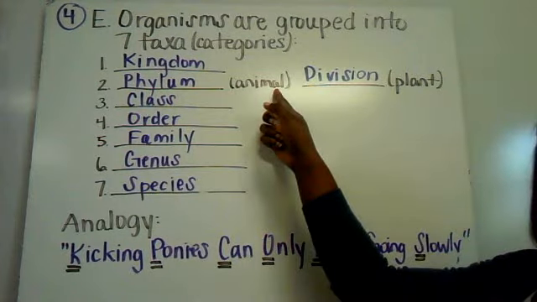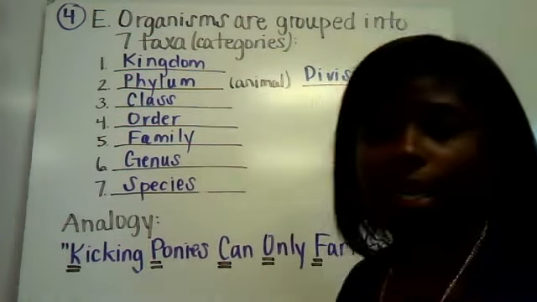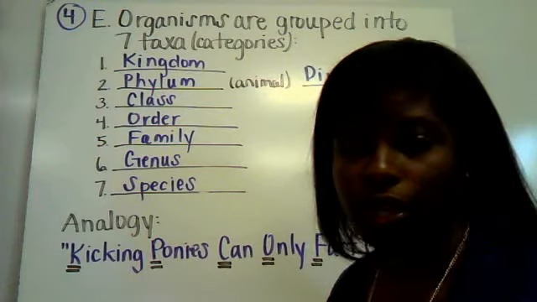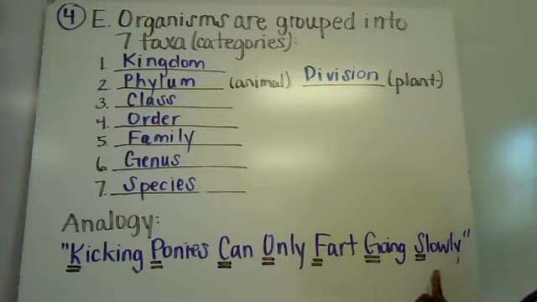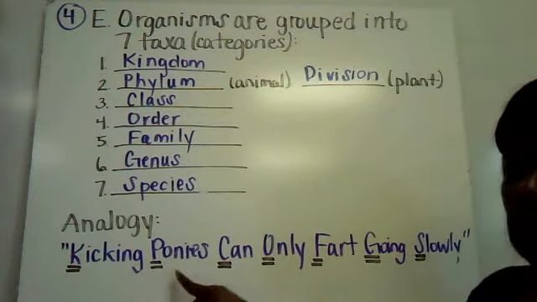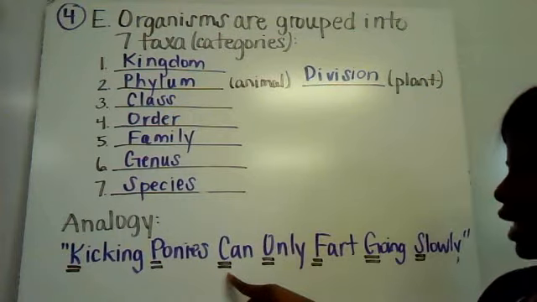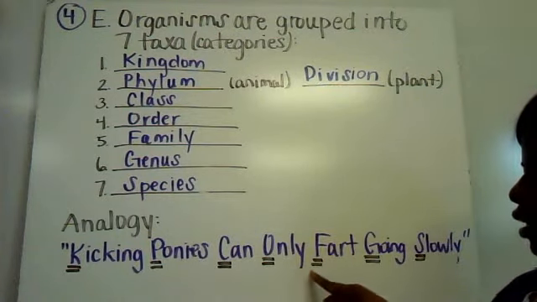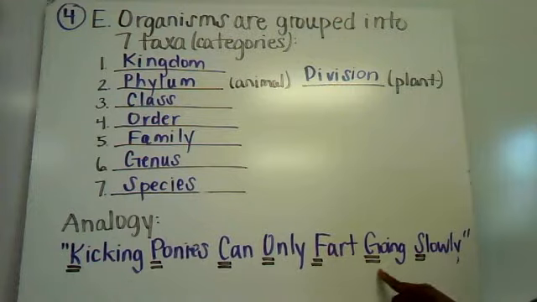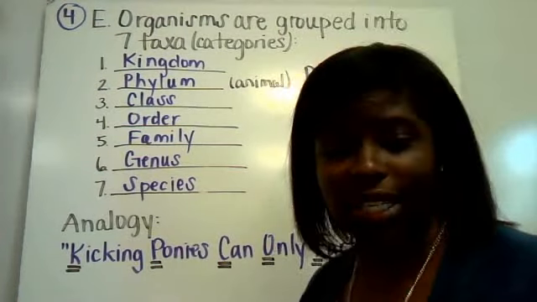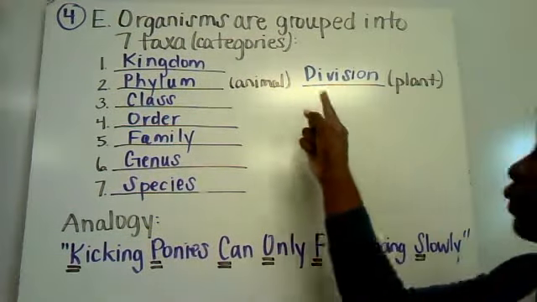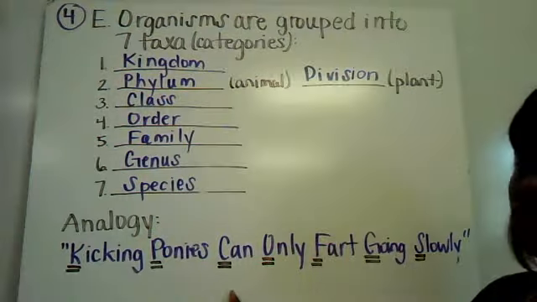So remember, we're going to use the phylum because a human is a type of animal if you go back to your cells. So an analogy that you can use to help you remember this better in the future is: kicking ponies can only fart going slowly. So kingdom is the kicking, phylum is the ponies, class is can, order is only, family fart, going is your genus, and slowly is your species. So I challenge you, if you don't like this analogy, come up with your own. And you may even want to include division because this analogy does not.